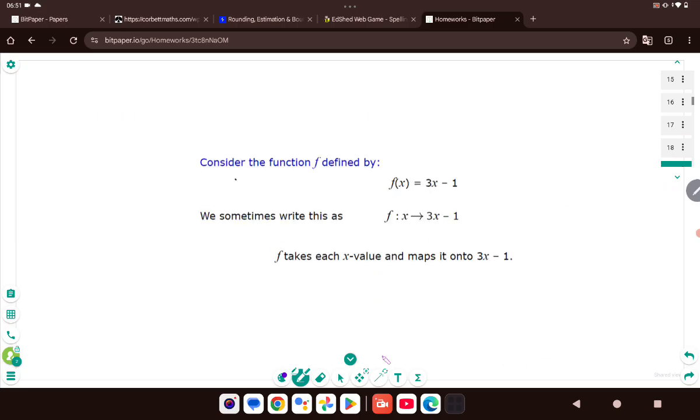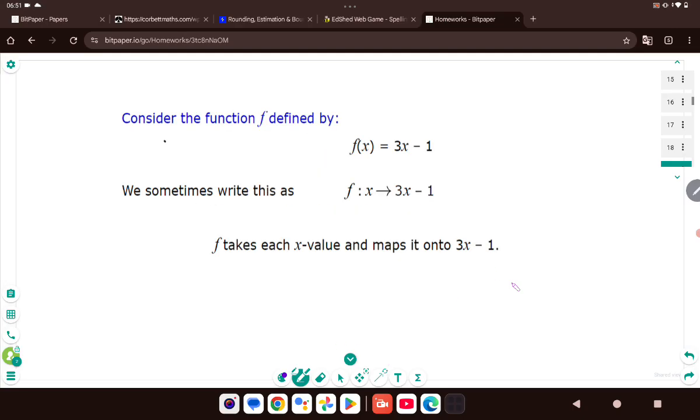You just need to be aware of a slightly different notation you might be exposed to in the IGCSE exam. Just to show you that this here, f takes each x value and maps it onto 3x minus 1, is exactly the same as that. Just be aware of that different notation.